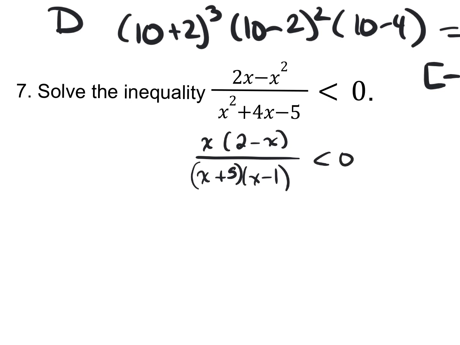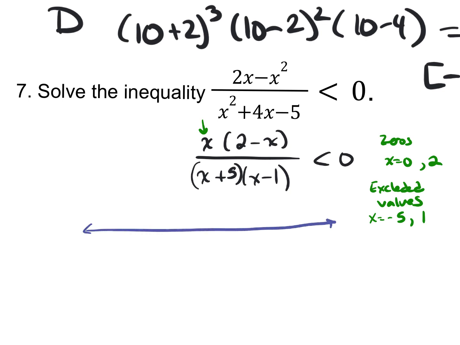Still less than 0. So now if I want my zeros, that's what makes the top 0, which would be 0 because of this factor, and then just 2 because of 2 minus some number being 0 is 2. I also have some excluded values, which are going to be what makes the bottom 0, and that's going to be negative 5 and 1. So we got quite a few values here to put on our number line. Smallest one being negative 5. And then 0, and then 1, and then 2.